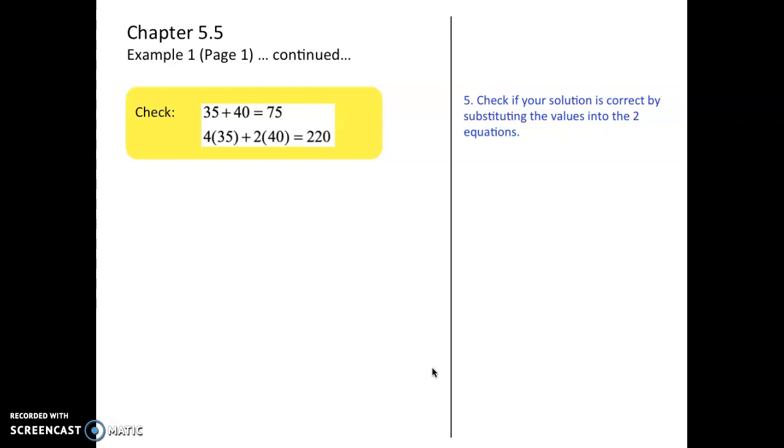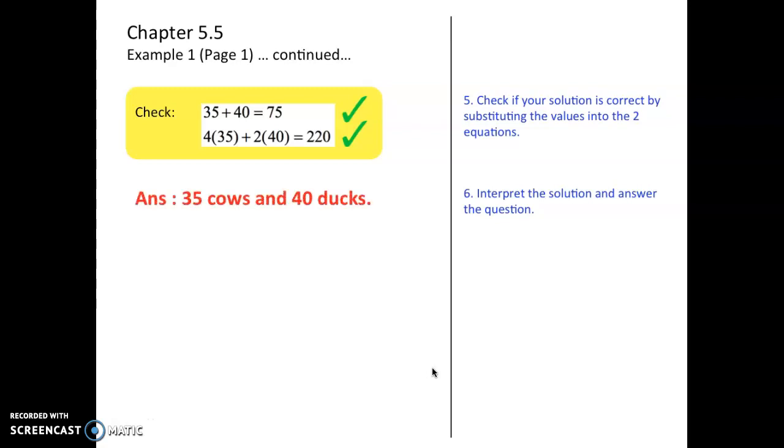So we have the two equations. Substitute the values in, make sure that the left hand side balances with the right hand side. If they're both correct, you know that your answer is correct. Finally, interpret the solution and remember to answer the question. So the question has asked us how many animals of each type. So we're going to answer 35 cows and 40 ducks.